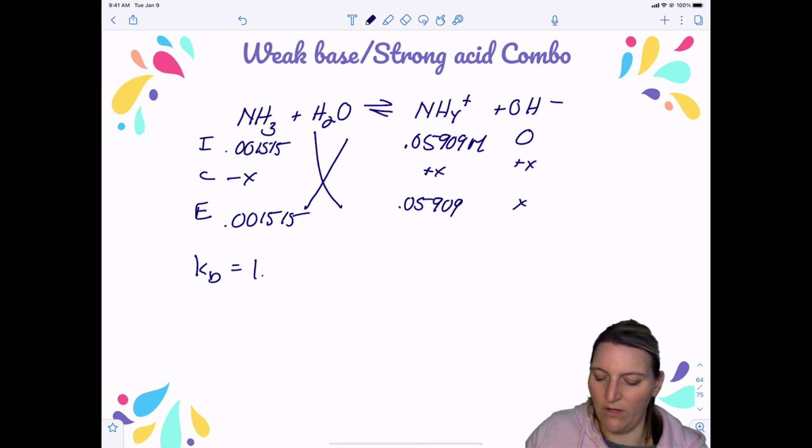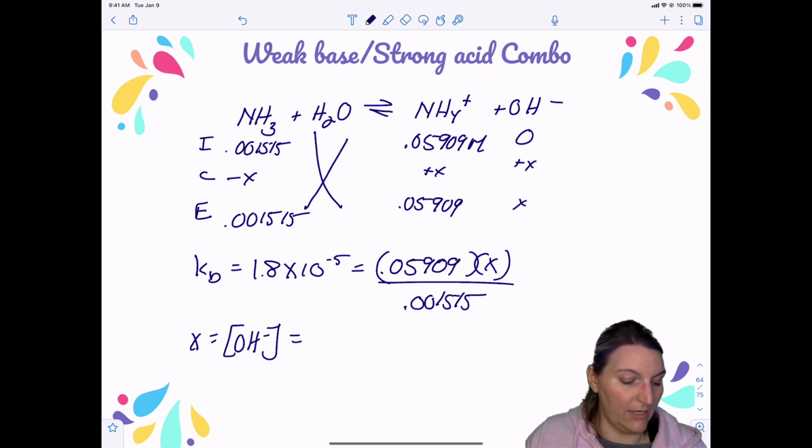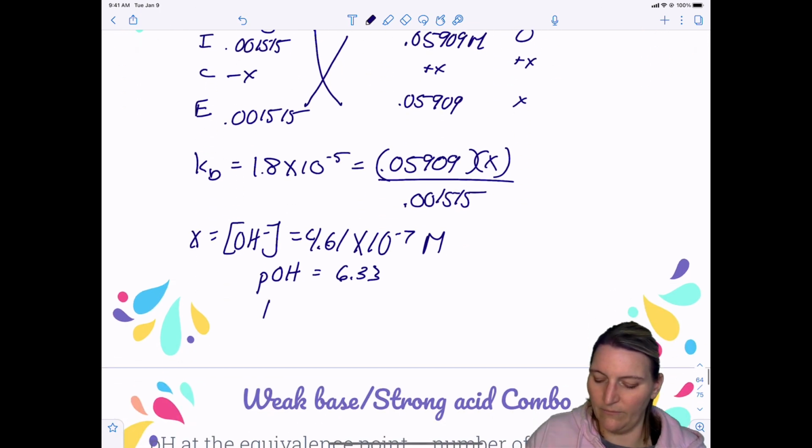Kb for ammonia is 1.8 times 10 to the negative 5. That equals 0.05909 times X over 0.001515. Now X, which is equal to the OH minus concentration, is equal to 4.61 times 10 to the negative 7, which means the pOH is equal to 6.33. So the pH right before the equivalence point is 7.66.